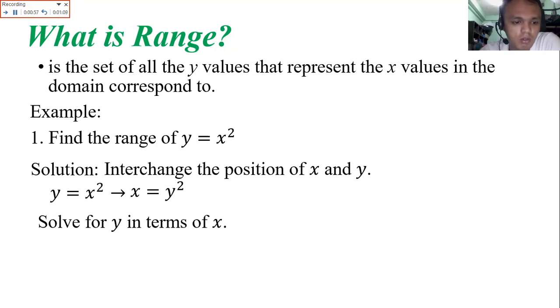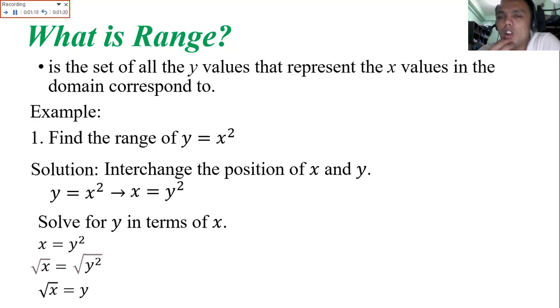Now, we have here x equals y squared. Get the square root of both sides, para matanggal yung exponent ng y. Then we have y is equal to square root of x.